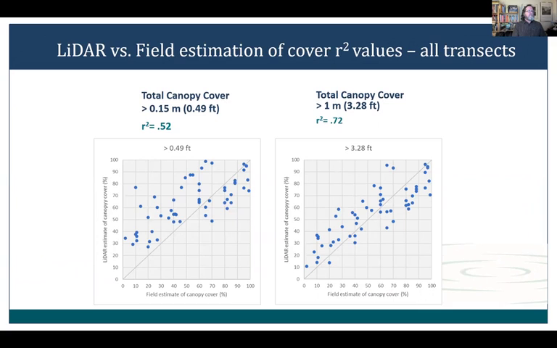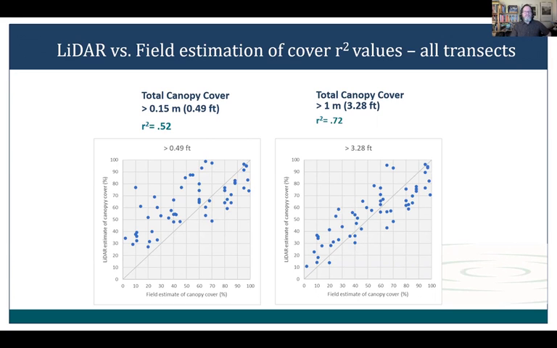Just to go into this a little bit further, both of these plots are looking at total canopy cover. The one on the left is looking at total canopy cover from 0.15 meters and above. Essentially, if you were lying on the ground looking up to the canopy, that's what you'd be seeing. R-square is 0.52, not bad, but not great either. The LiDAR tends to overpredict the cover. And then on the right, you can see total canopy cover from 1 meter and above. In this case, we've got a better correlation and a tighter fit.